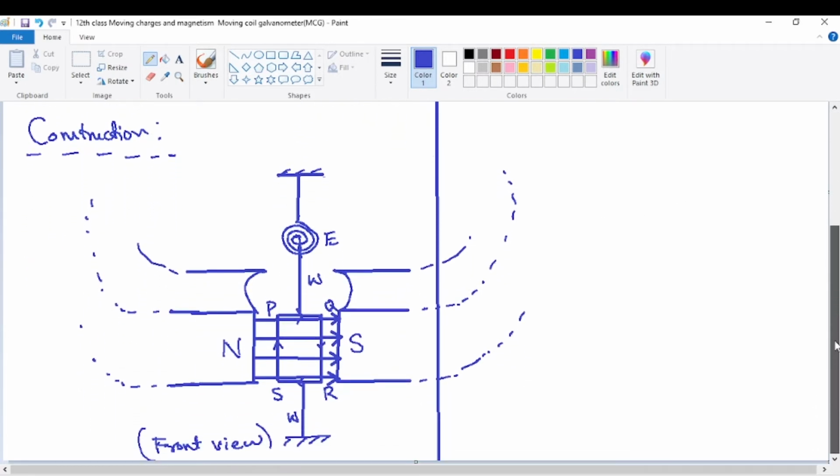To save some time, this is the coil, the same rectangular coil PQRS. Now this is placed in a magnetic field, which is produced by a circular magnet. It's almost like a horseshoe magnet. We know a horseshoe magnet looks this way. This is the north pole, this is the south pole. Both the faces, north and south poles, will be almost facing each other.